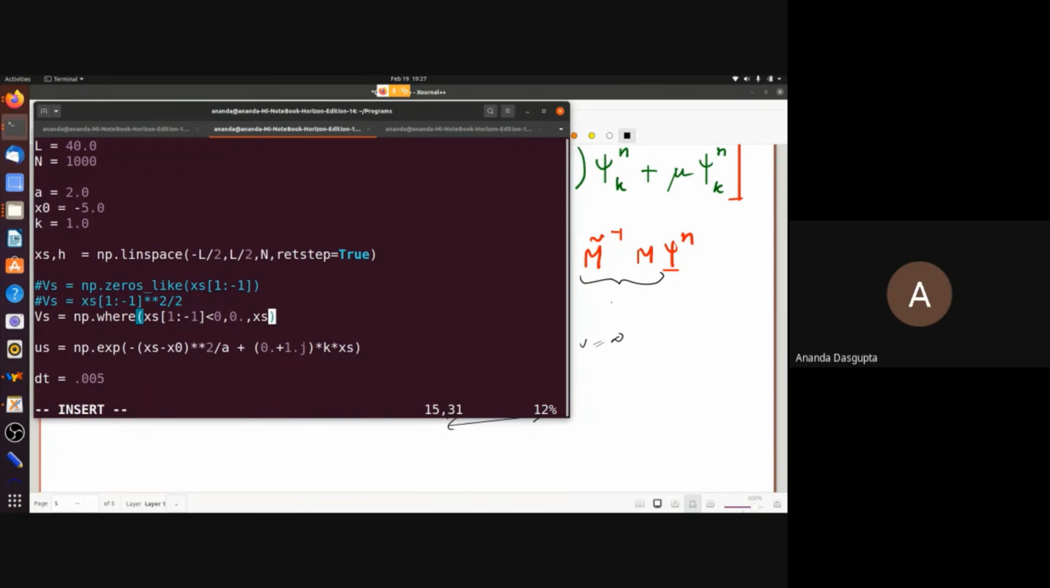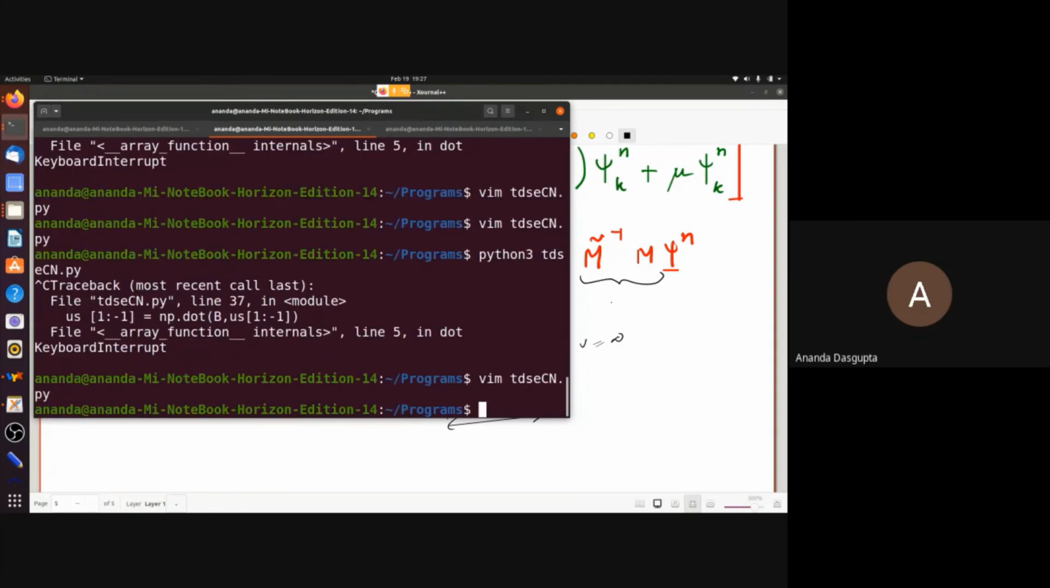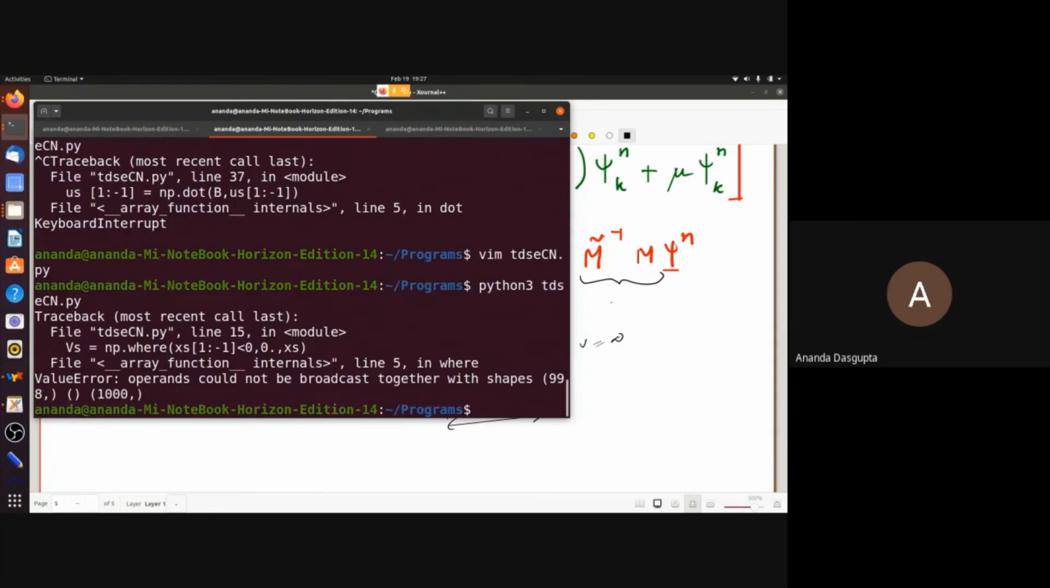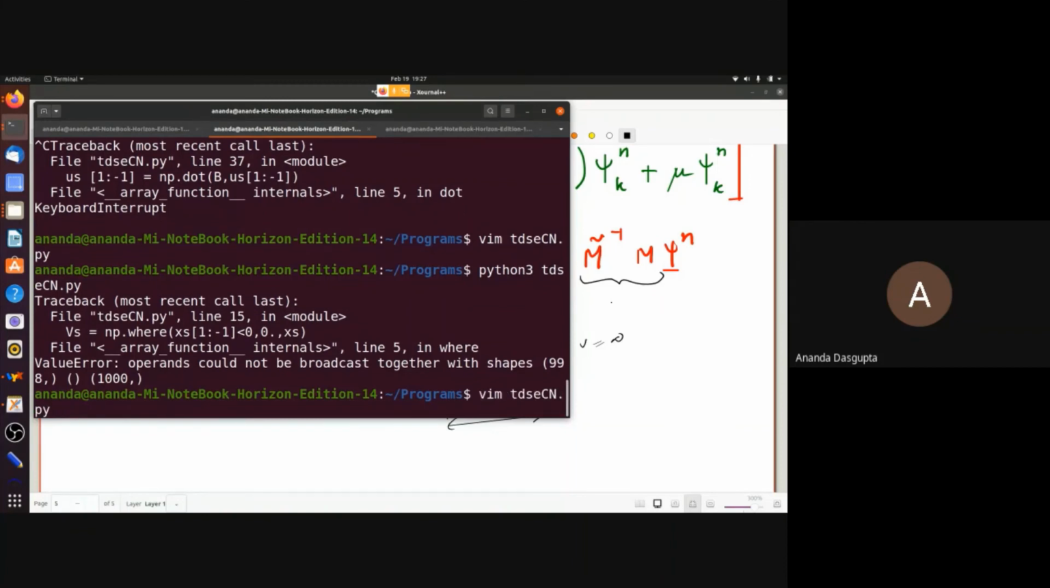Oops, my escape key is not working. Oh, sorry. I forgot about that.